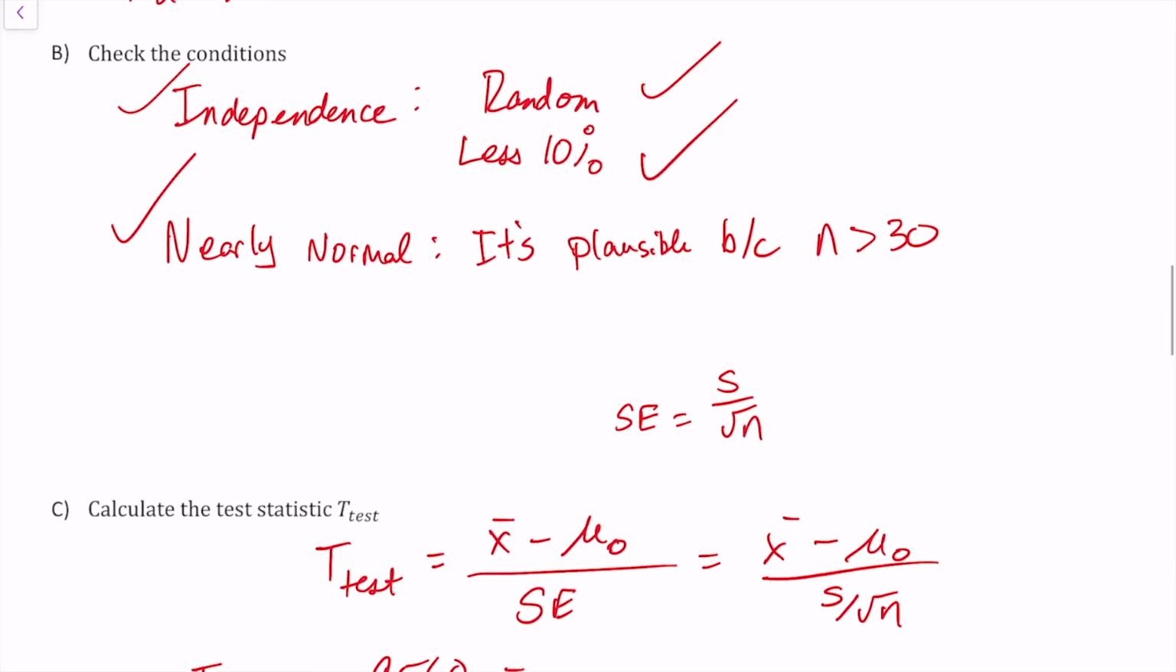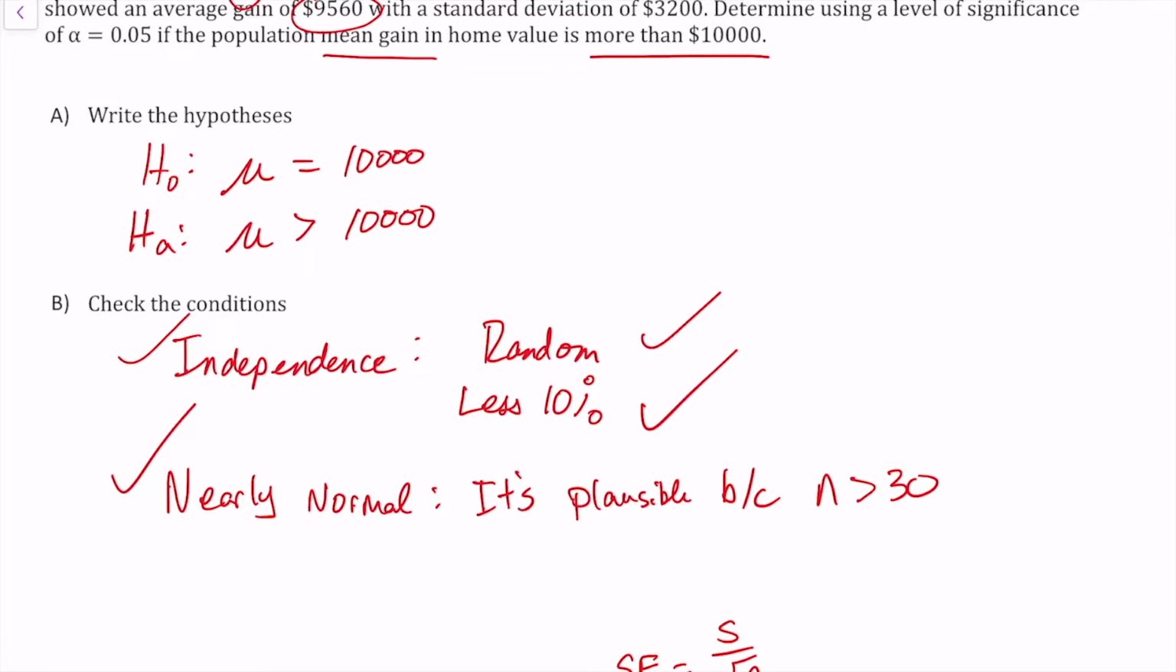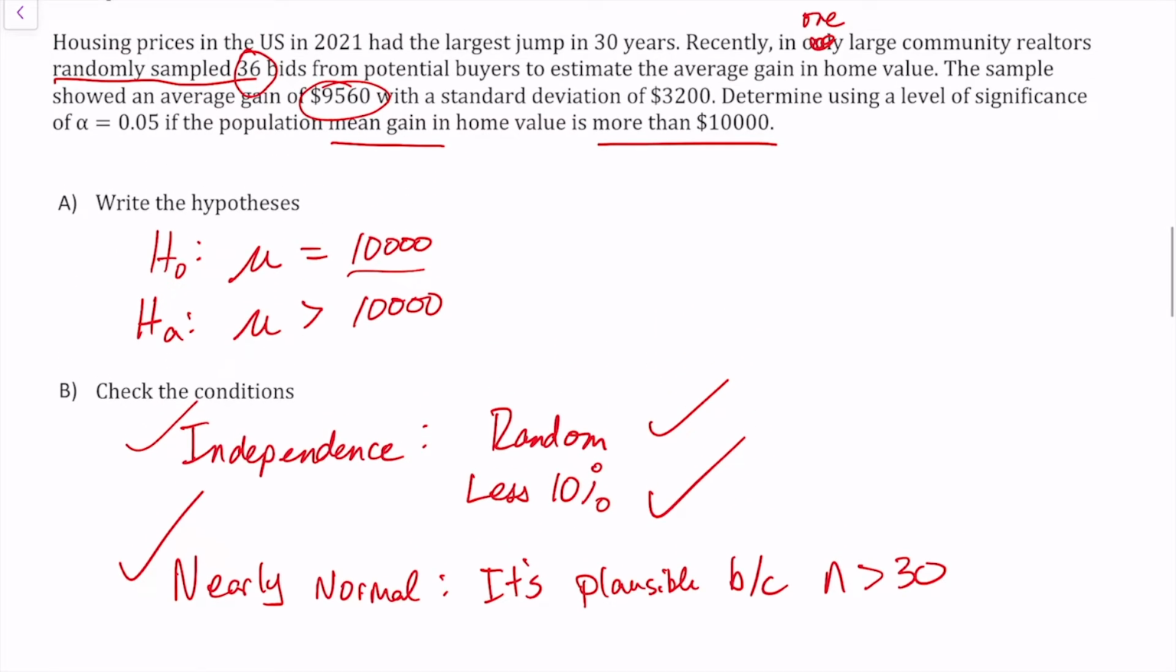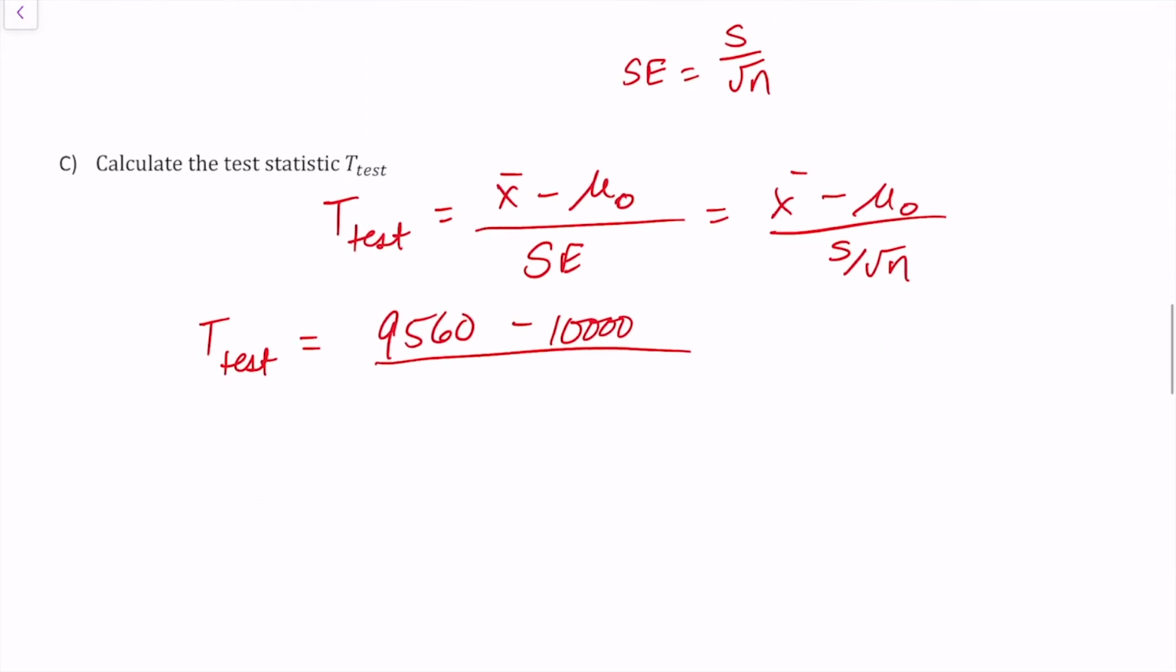So we take 9560 minus our mean from the hypothesis, which is $10,000. So 9560 minus 10,000 over the sample standard deviation, which is 3,200, divided by the square root of the sample size, which is 36. I'm hoping you guys understand where we're pulling those values from. Let's get a test statistic to three decimal places, since we're going to use a bit of technology. So we're going to go to a calculator.